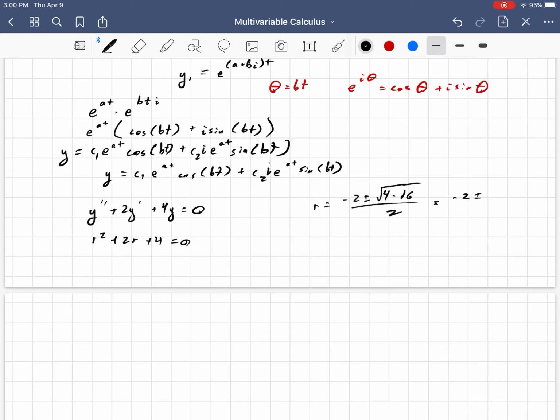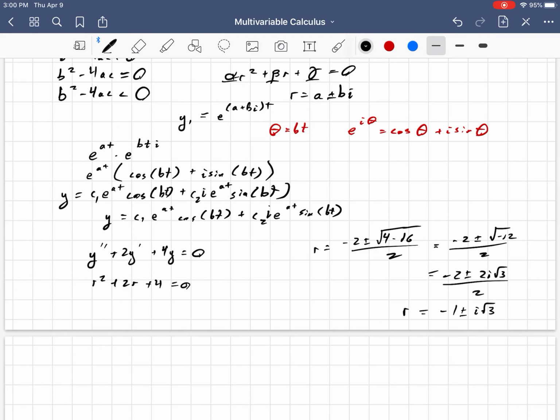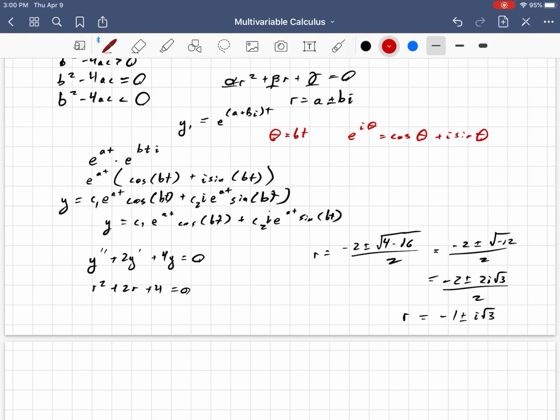So that's negative 2 plus or minus the square root of negative 12 for now, over 2. And negative 12 is what? 2 square root 3, so negative 2 plus or minus 2i square root 3 over 2. Or in other words, negative 1 plus or minus i square root 3 is the r value.